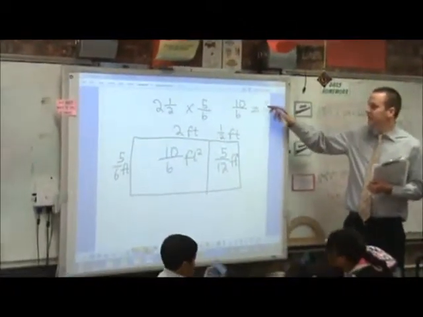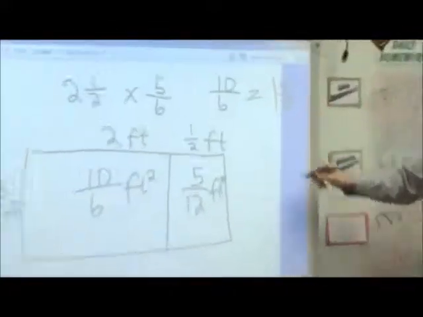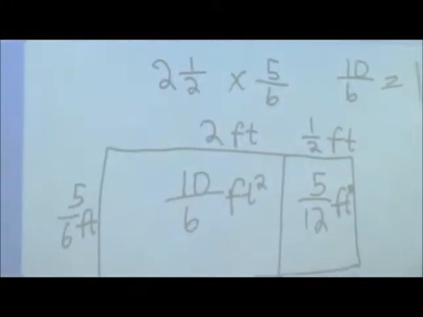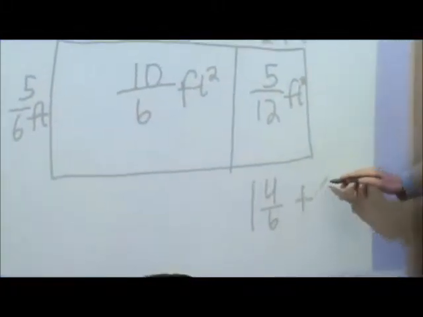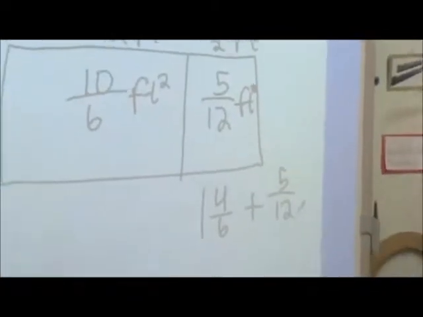1 and 4/6. I like how you did that mentally. It's going to be 1 and 4/6. And now we have an addition problem. 1 and 4/6 plus 5/12.